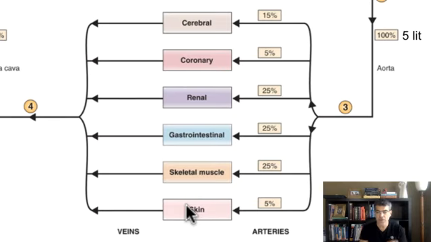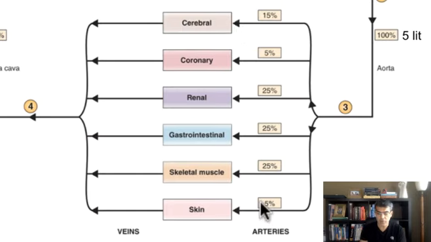The point I'm trying to make here is this: what if your skeletal muscle needs more blood? What if you are doing exercise and you need to increase blood flow to the skeletal muscle? What if the cerebral activity goes up and you need more blood? How are we going to do that? How are we going to change the distribution of this blood to different organs? Well, the answer is we have 3 strategies.